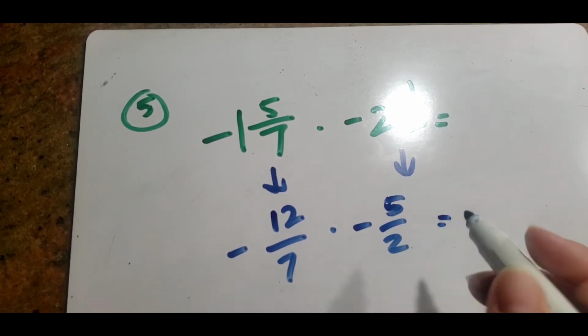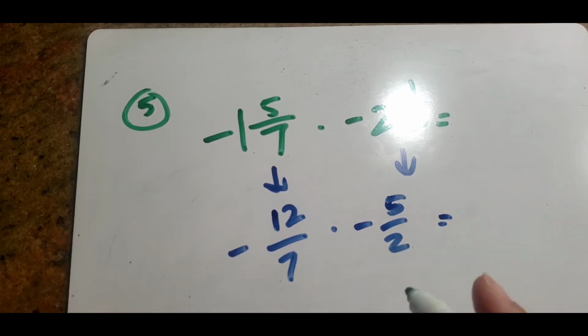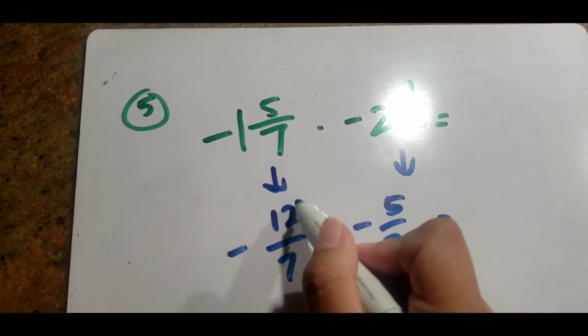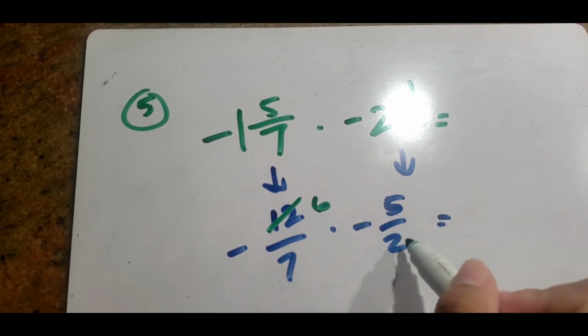Okay. All right. Now, before I multiply, check if you can reduce anything. So 7 and 5, they don't have a common factor. 2 and 12, the greatest common factor is 2. So we can divide 12 by 2 and we get 6. 2 by 2 and we get 1. Okay. Now multiply straight across.